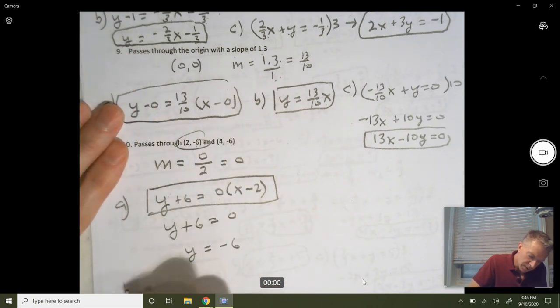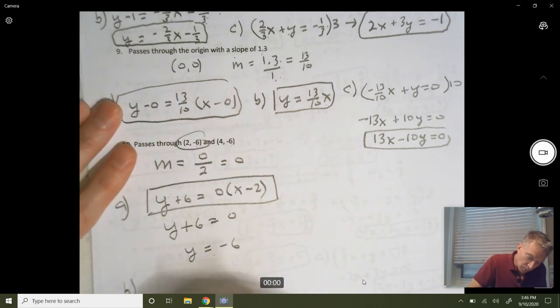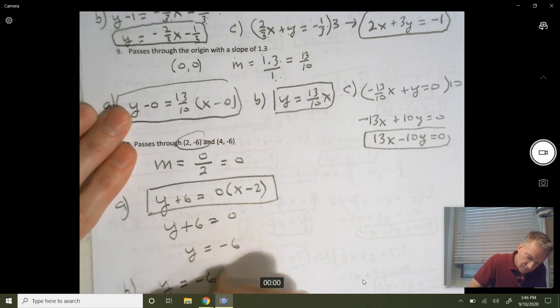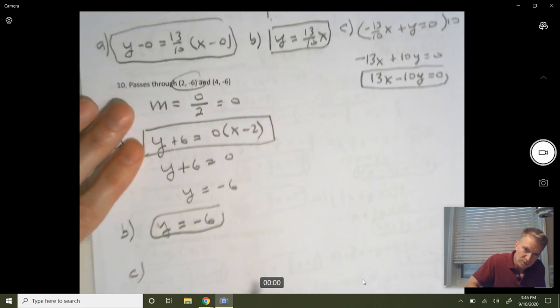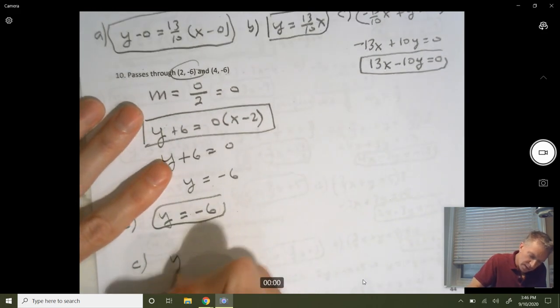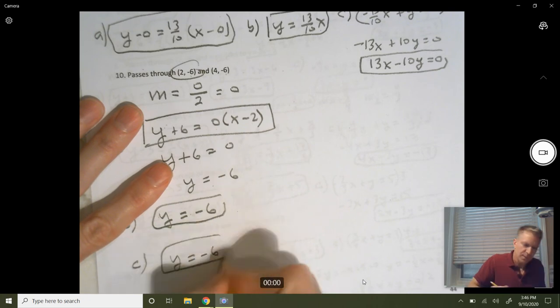B would be really this. You're getting the y by itself. And C would be same thing. You've got 0x plus 1y equals negative 6. So y equals negative 6. And that's it.